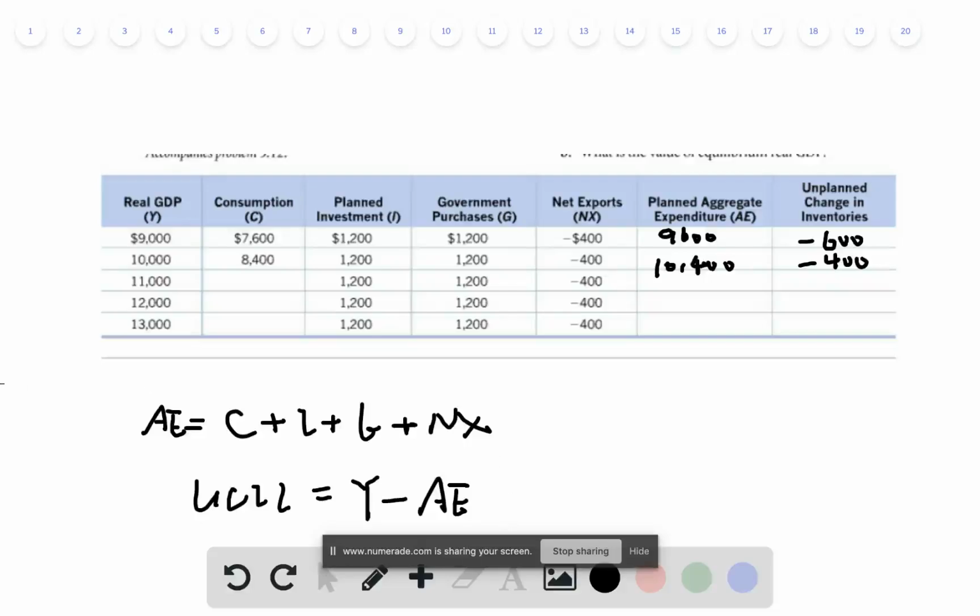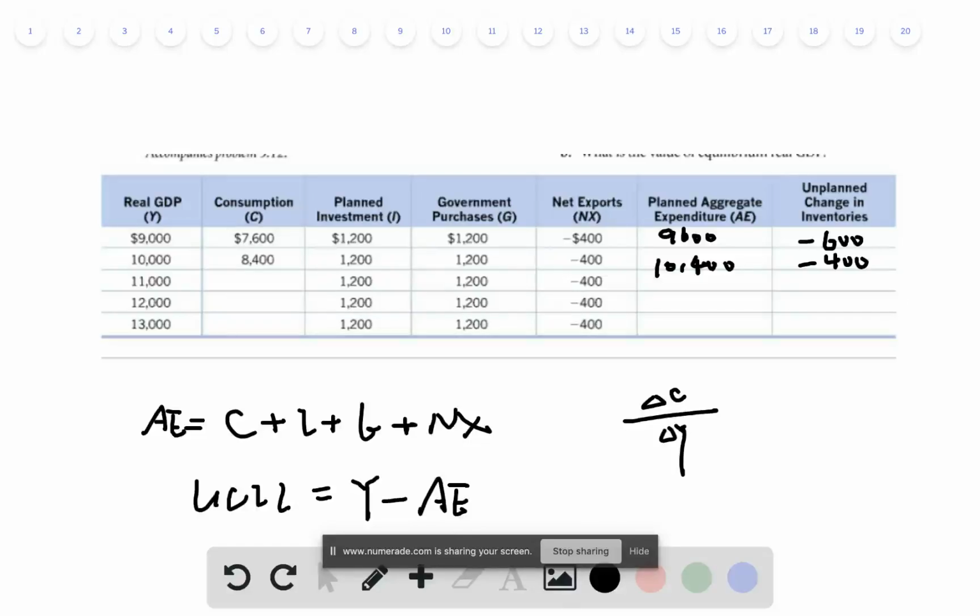Okay, so when we finish the first two rows, the question comes, because for the last three rows, we don't really know the consumption there. But in the question, there is a very important sentence. It says to assume that the value of marginal propensity to consume does not change as real GDP changes. So the marginal propensity to consume equals the change in consumption over the change in real GDP.